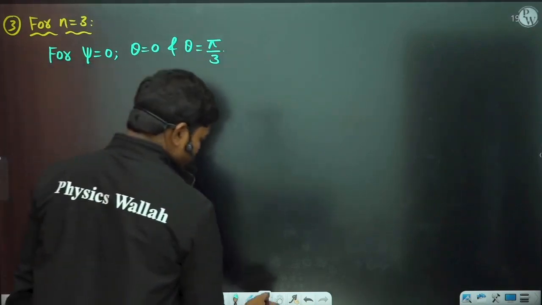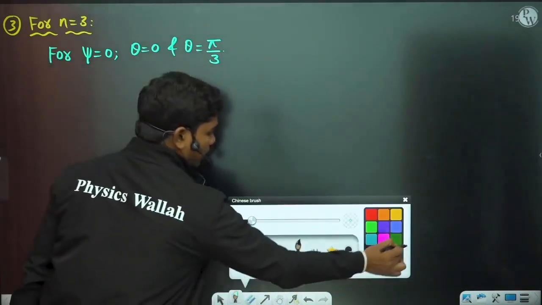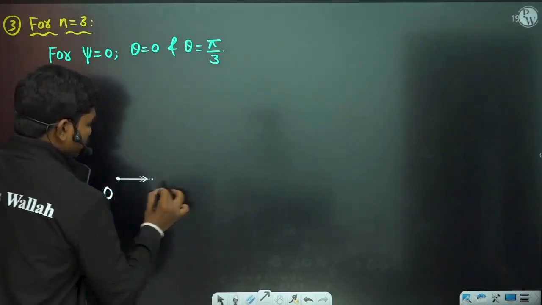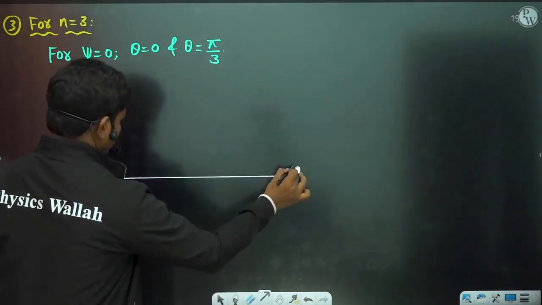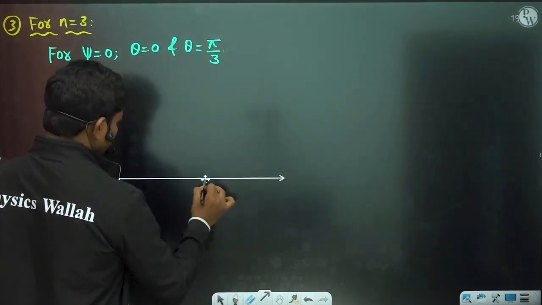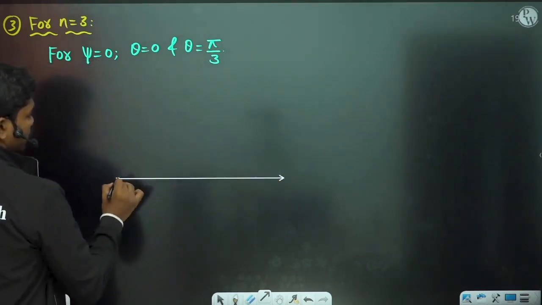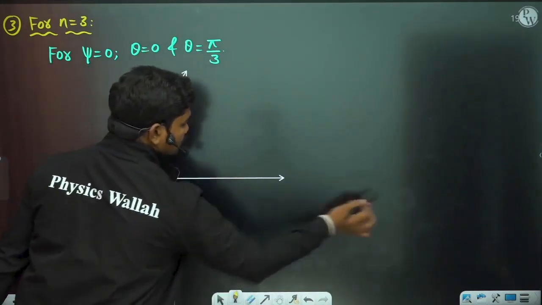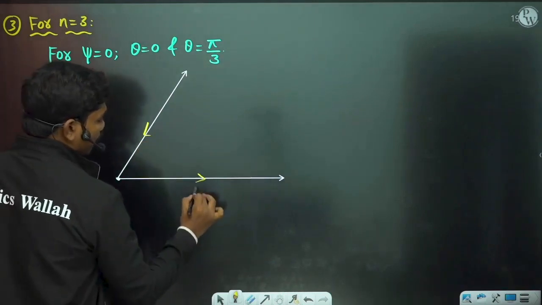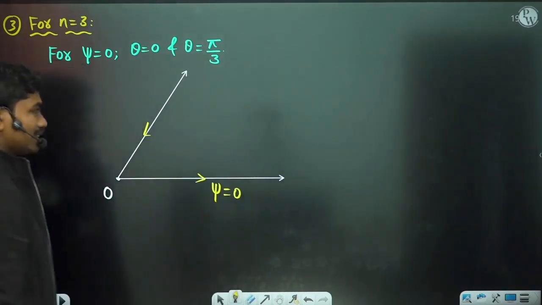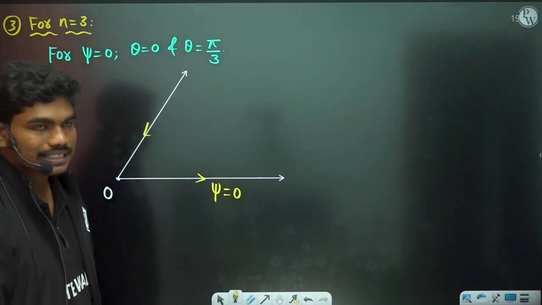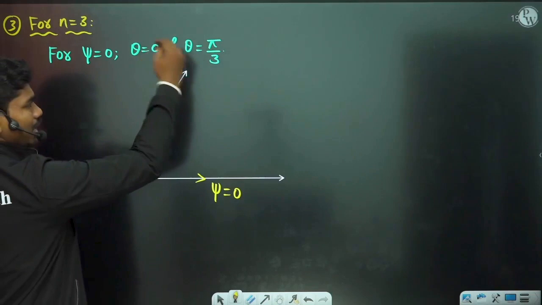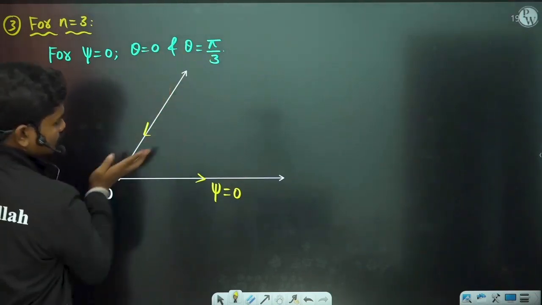Now again, if this is the origin in the system, then theta equal to 0 is this here, and theta equal to pi by 3 is something like this. So let us suppose this is the streamline along which psi is equal to 0. So this is the streamline in the flow where psi is equal to 0. This is 60 degrees, pi by 3 means 60 degrees. Similarly if you put n equal to 4, then 45 degrees sector. When you put n equal to 6, 30 degrees sector.